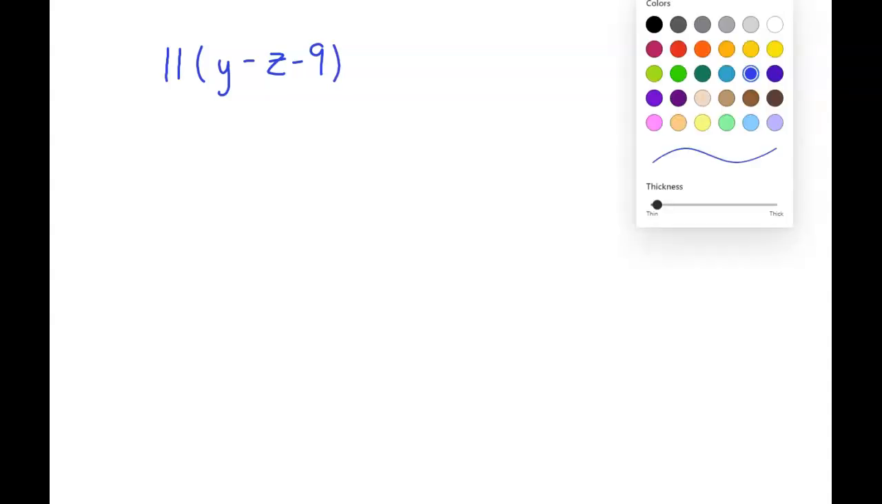We want to rename certain expressions. Basically, we're wanting to simplify. And so we're going to start out with 11 times (y minus z minus 9). So this right here is telling me that I'm going to multiply the 11 times everything inside this parentheses.